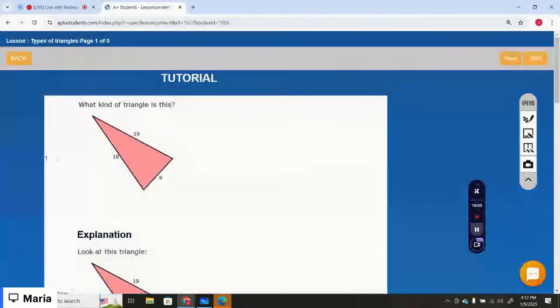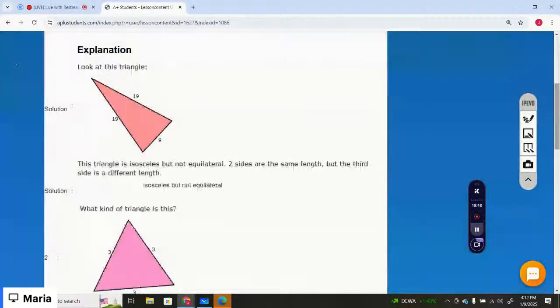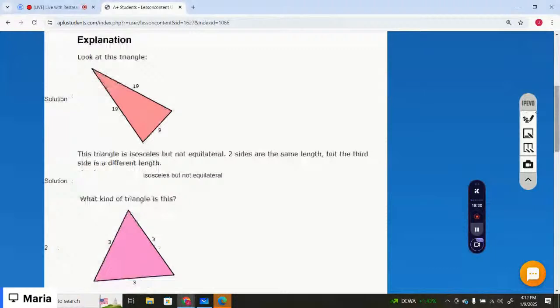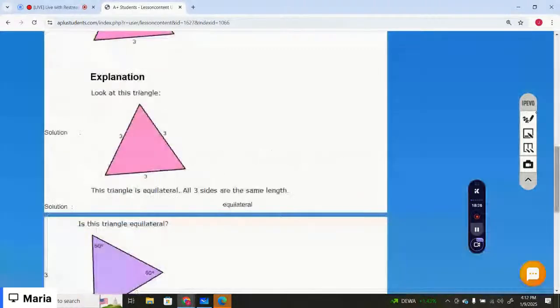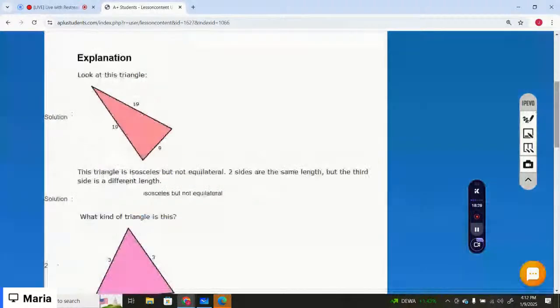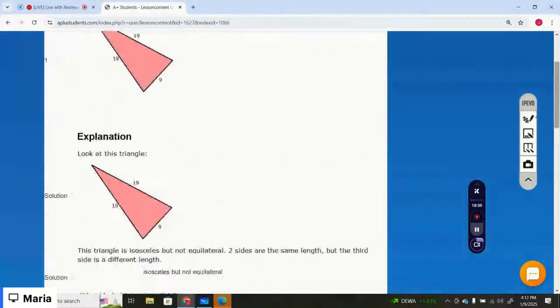What kind of triangle is this? So we have three types of triangle, right? They are isosceles triangle, equilateral triangle, and, isosceles, equilateral, and I forgot the name of the third one. Let's just start with the questions.